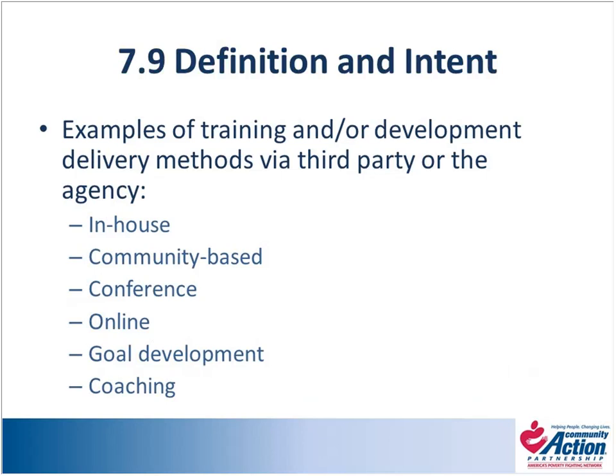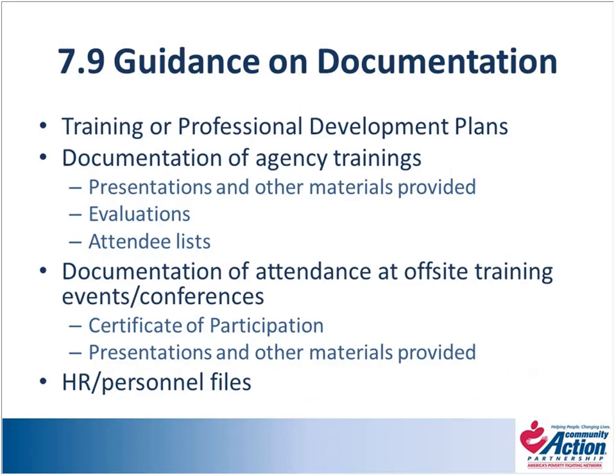There are different examples of training or development delivery methods. It could be via a third party or the agency. You can go to conferences. Of course, we have our Management and Leadership Conference at the national level every January, and also our annual convention every August. There are also great state association conferences, regional conferences, and even conferences outside the Community Action Network as well. Any of these can be included and provide documentation for this standard.